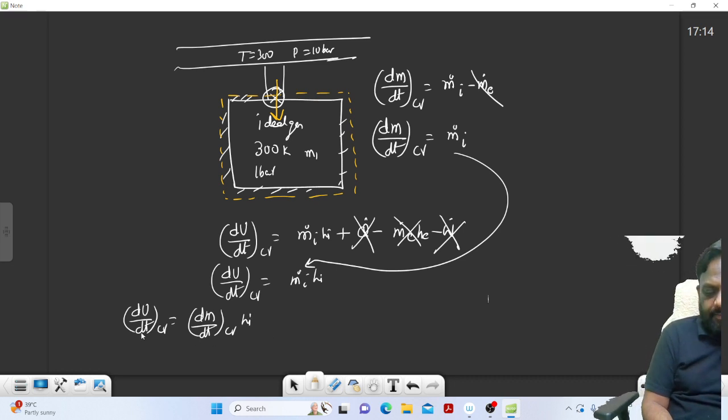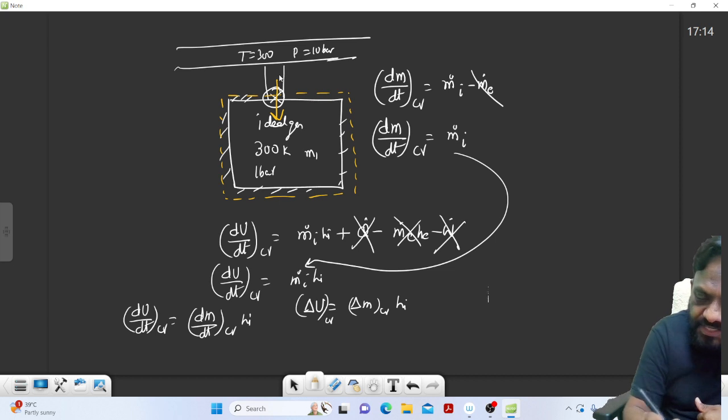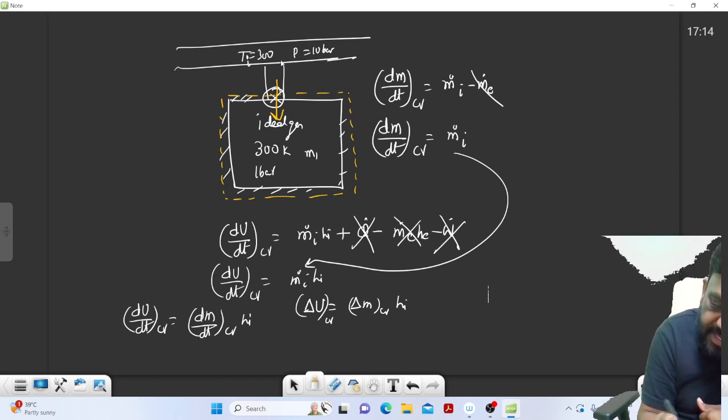When you integrate with time, the time goes away. So it will be delta U, which is delta m in the control volume into hi. What does hi mean? Inlet conditions. Ti is inlet temperature. These are the inlet conditions: Ti is 300 and Pi is this.